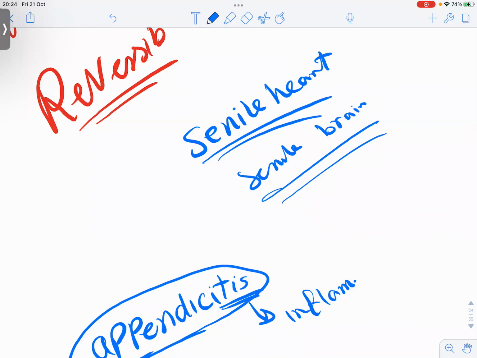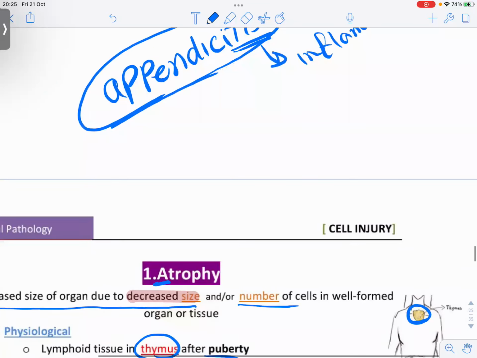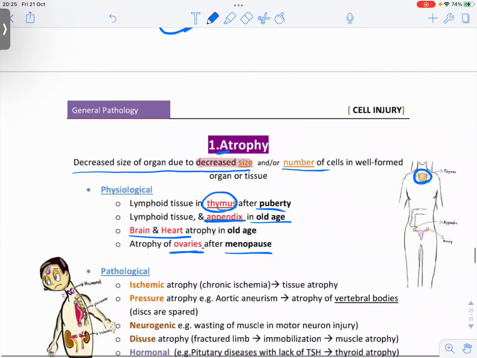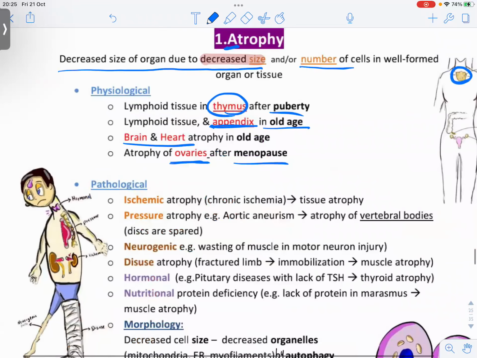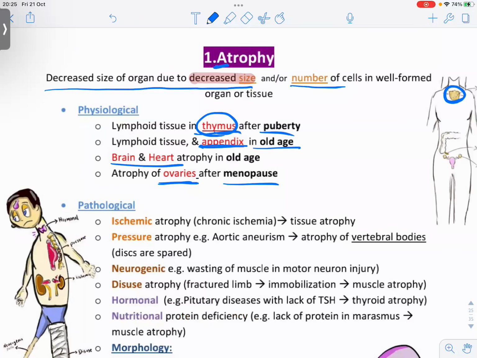And also in the heart, because the heart will not be as strong as in young people, the heart cells will start to be atrophied, because they will not work as hard. The heart will not pump as much blood as in young people. So in old age, the heart cells and brain cells will start to be atrophied. It's completely normal. So the physiological atrophy happens in the thymus, the appendix, the ovaries, and brain and heart cells.